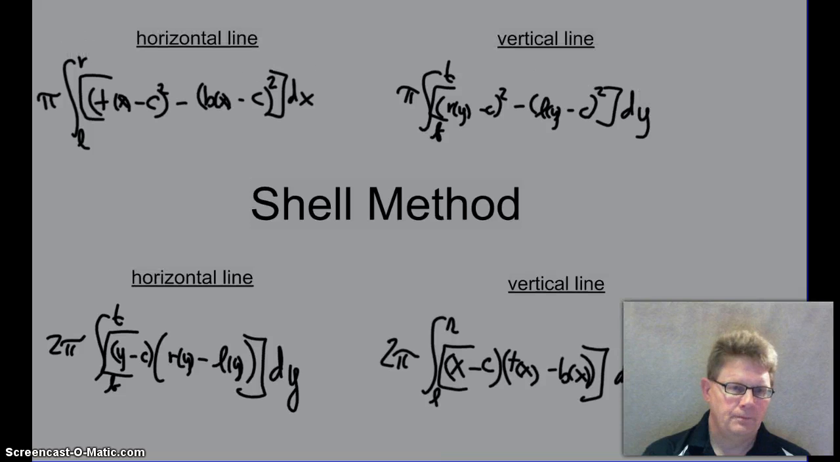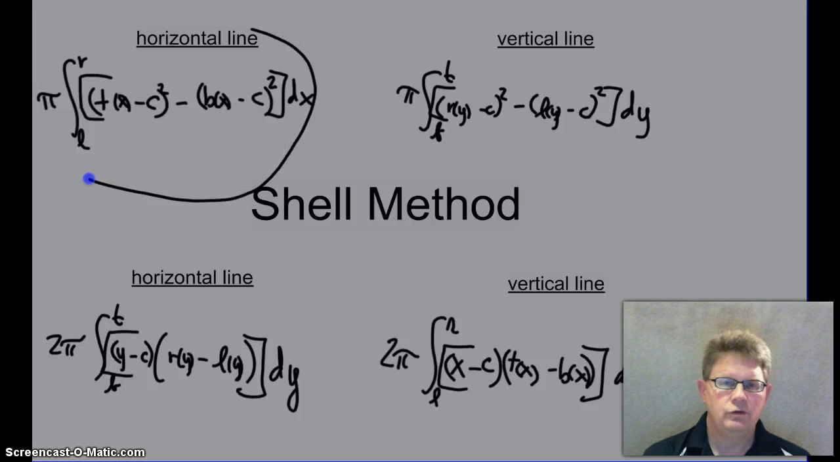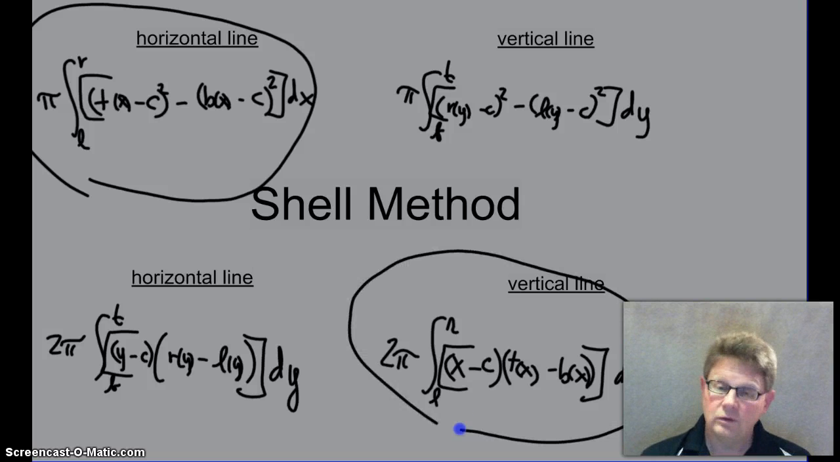So normally, if we're revolving around a horizontal line, we'll use a disc and washer. And if we're revolving around a vertical line, we'll use the shell method, only because then they're left in terms of x. And that's usually the best thing to do, although sometimes it is definitely not the best thing to do.